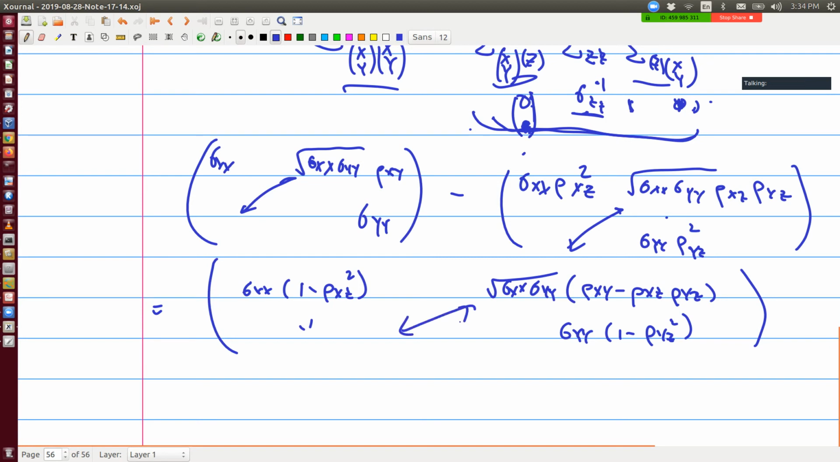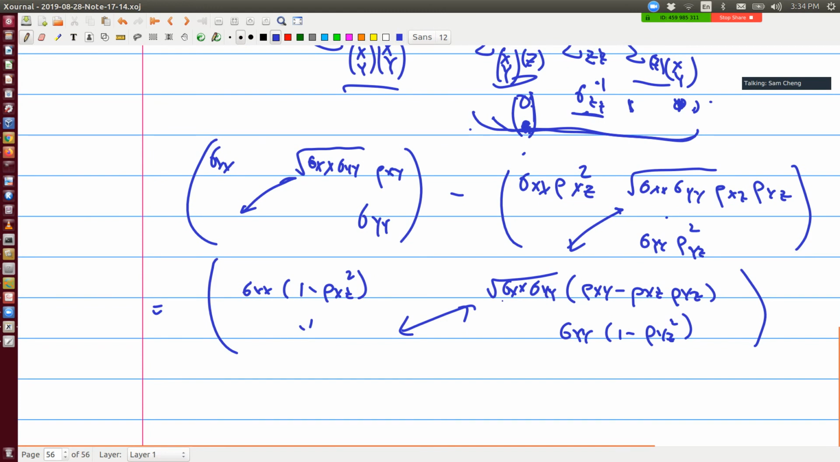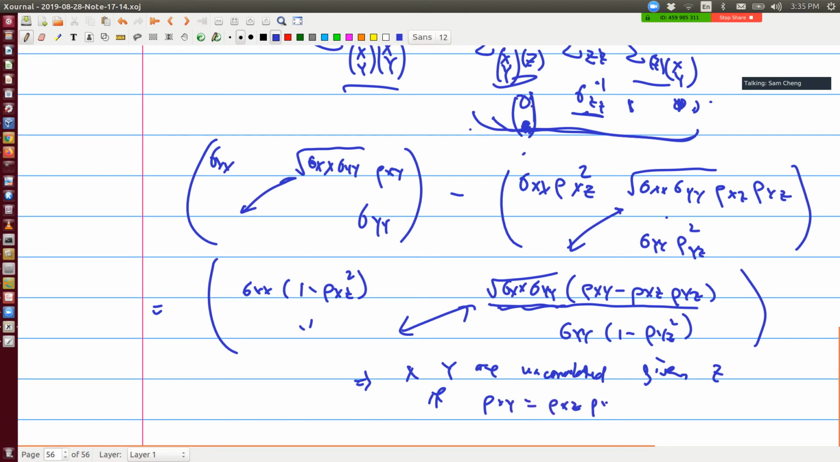Now if we say it's uncorrelated, that means the off diagonal term is equal to 0. If x and y are uncorrelated after observing z, then this term will be equal to 0, right? So that's the proof. Basically, x and y are uncorrelated given z if rho xy is equal to rho xz rho yz.